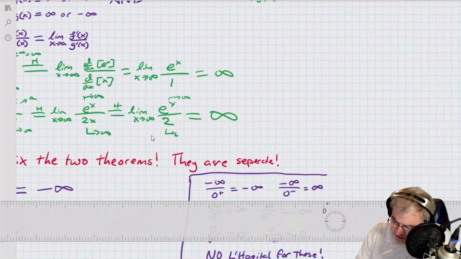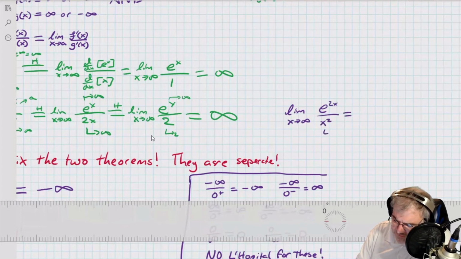Let's do a different one. Let's do the limit as x goes to infinity of e to the 2x over x squared. Okay, so this will make it a little bit more clear because now I'll have a chain rule to pop another 2 off on top.